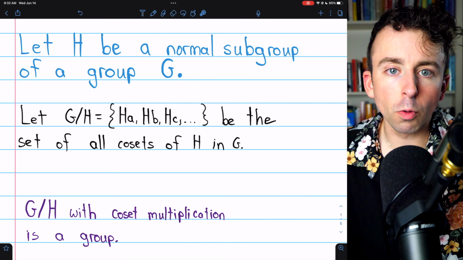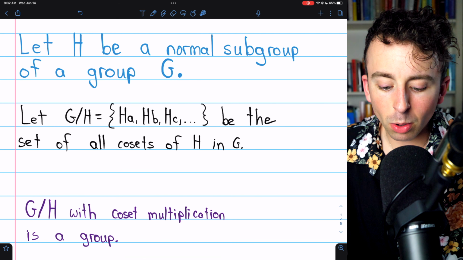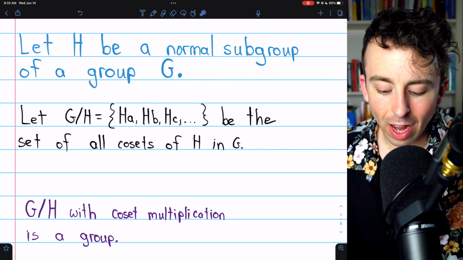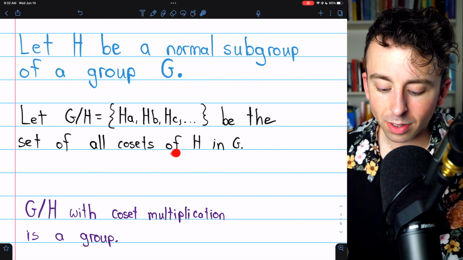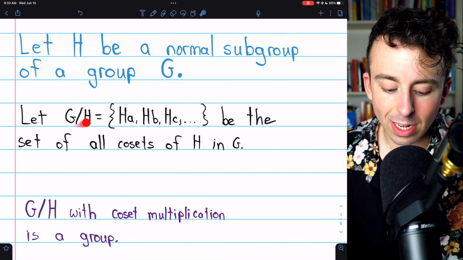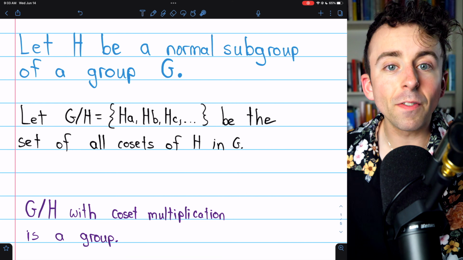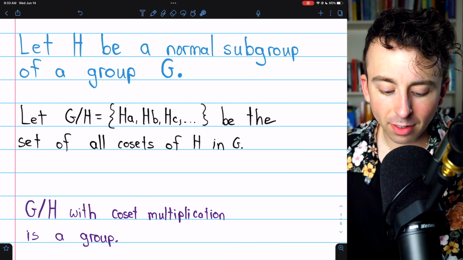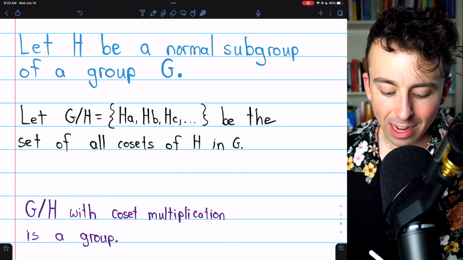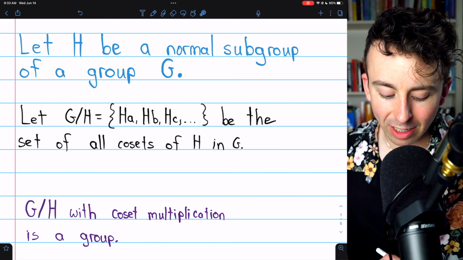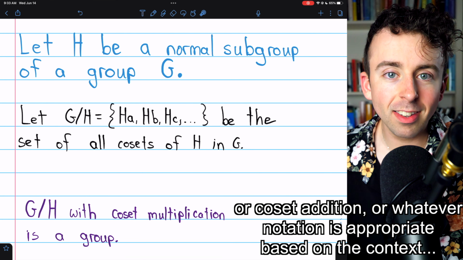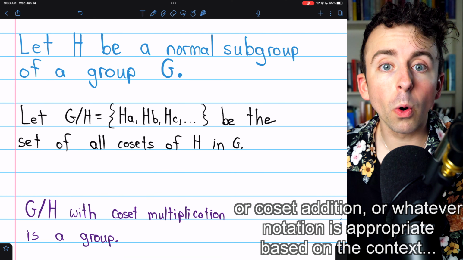To construct a quotient group, we need a normal subgroup. So let H be a normal subgroup of a group G, and let G/H be the set of all cosets of H in the group G. This is the quotient group of G by H. It's also sometimes called the factor group of G by H. Sometimes it's read G mod H. So this thing, G mod H, this set of all cosets of H in G, with the operation of coset multiplication, is a group. And again, it's called a quotient group or a factor group.